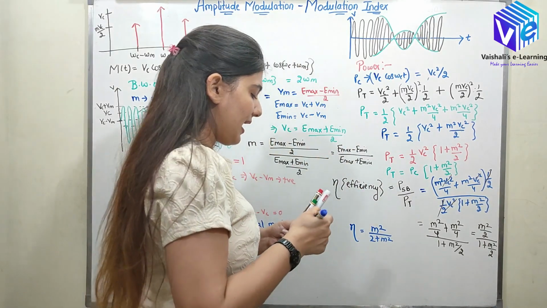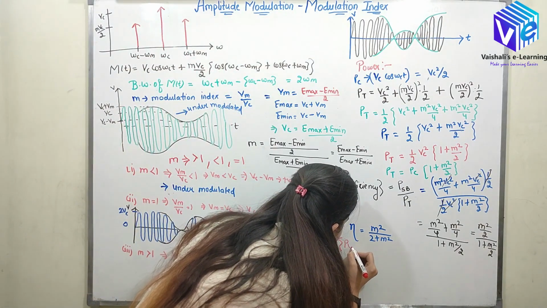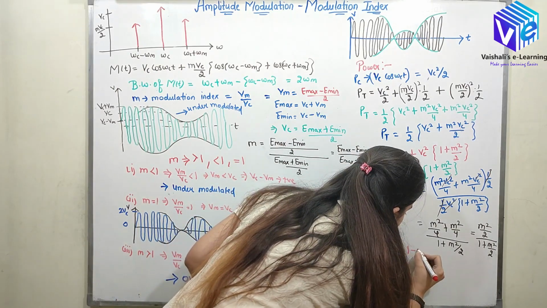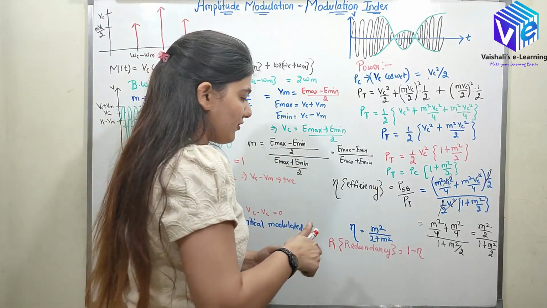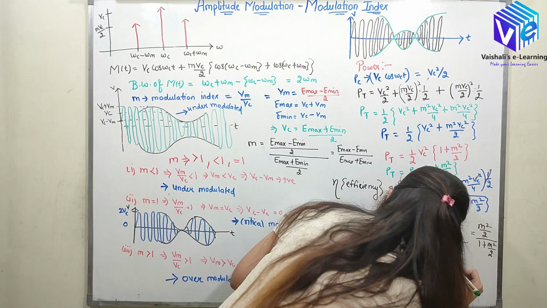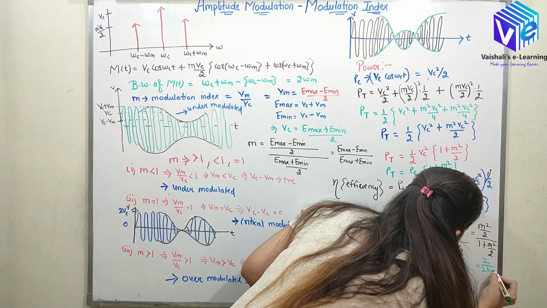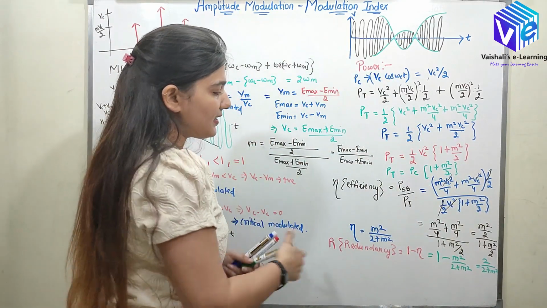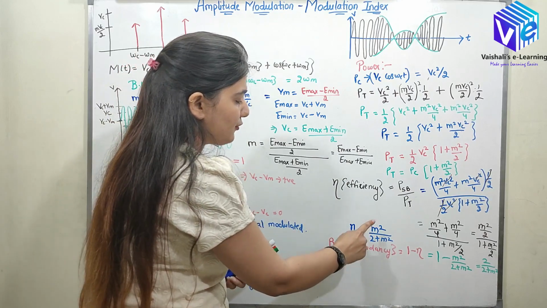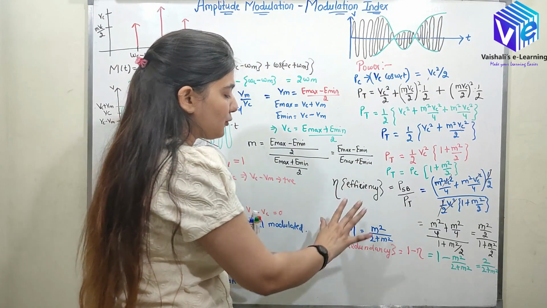So now I'll calculate another term which is called redundancy. So R is redundancy. R is equal to 1 minus efficiency. So if I calculate it, it would be equal to 1 minus m square upon 2 plus m square. So it would be equal to 2 upon 2 plus m square. So this redundancy is equal to 2 upon 2 plus m square. Efficiency is equal to m square upon 2 plus m square. So now I hope you are clear up to this term.